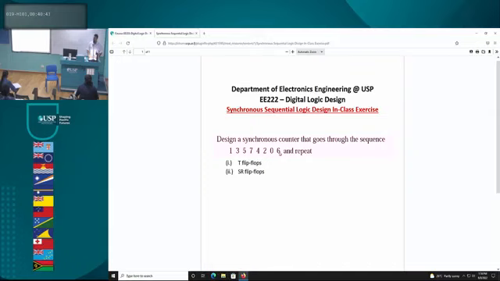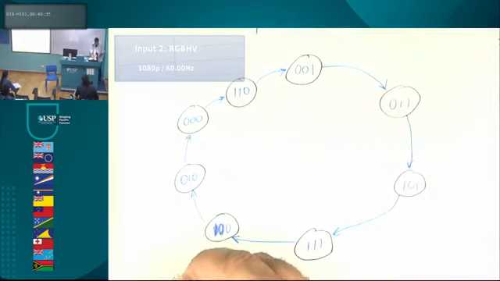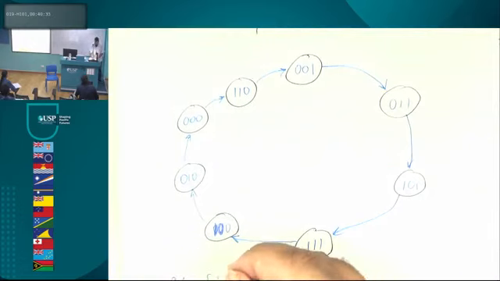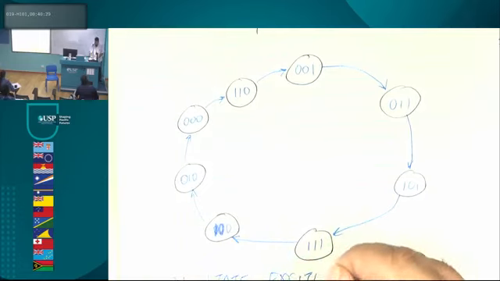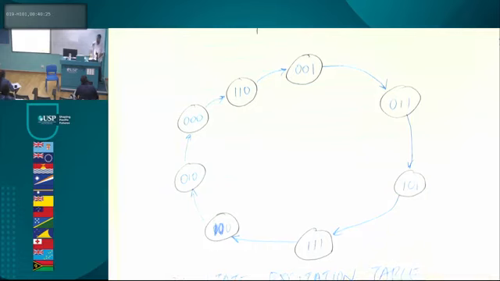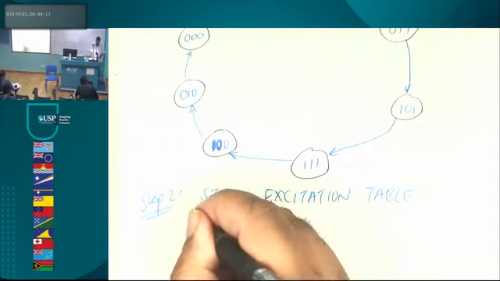Now let's draw the next step, which is step 2, the state excitation table. Guys, when you are designing, we use the name state excitation table, which means you've got to use the excitation table.